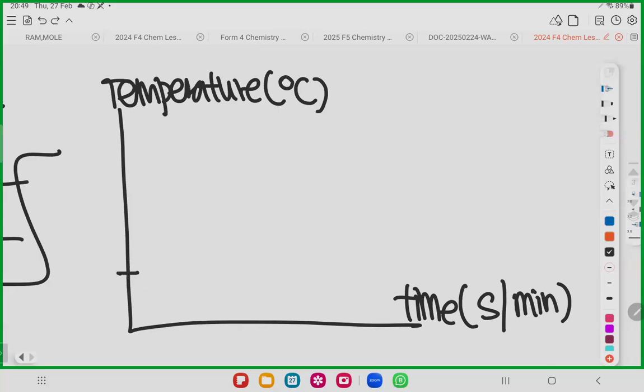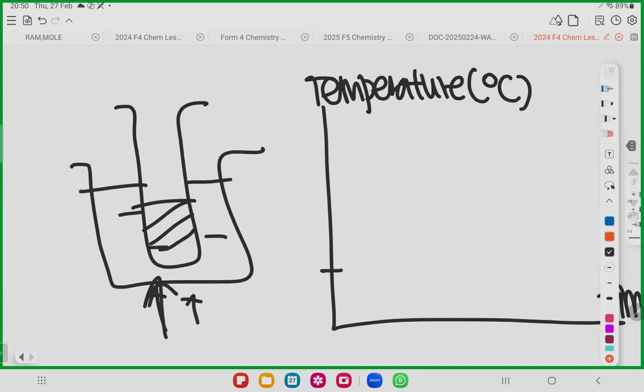So when you start heating, when you heat the substance, you will notice the temperature will go up. The temperature will slowly go up. 25, 27, 29, 30, 50.